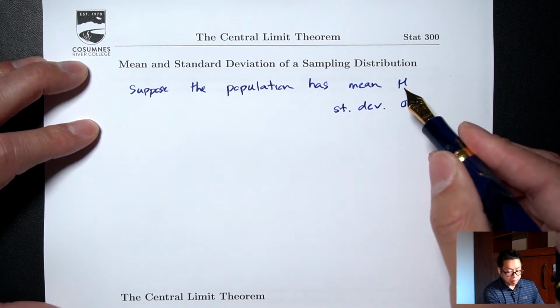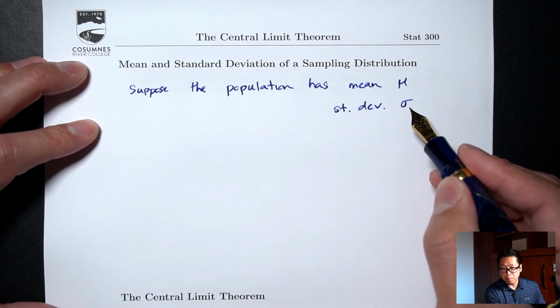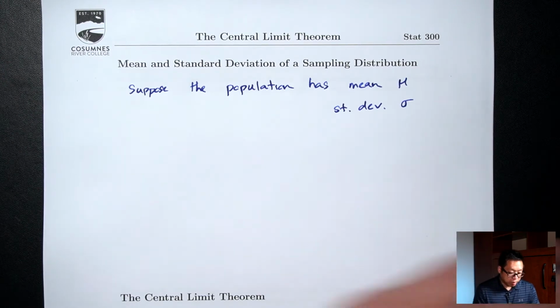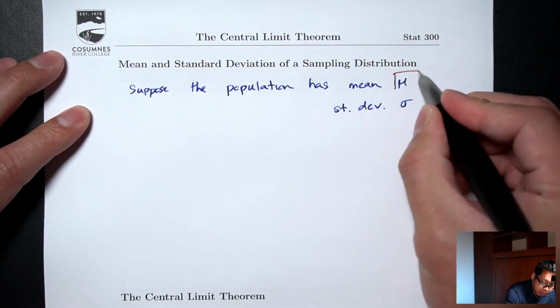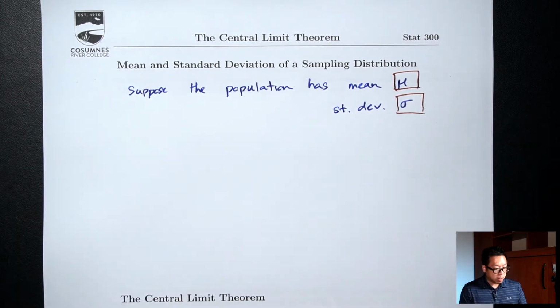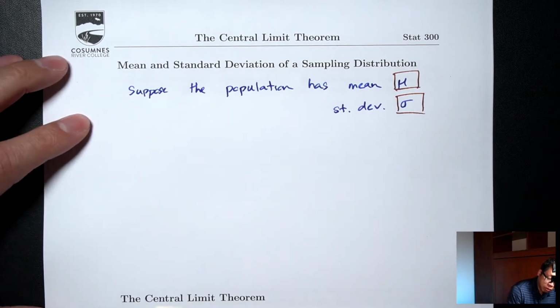That's the symbol mu, that just stands for the mean. That's sigma, that stands for standard deviation. So we have a population that has a mean mu and standard deviation sigma. And this is called a sampling distribution because we're going to take a sample. So say we take a sample of size n.